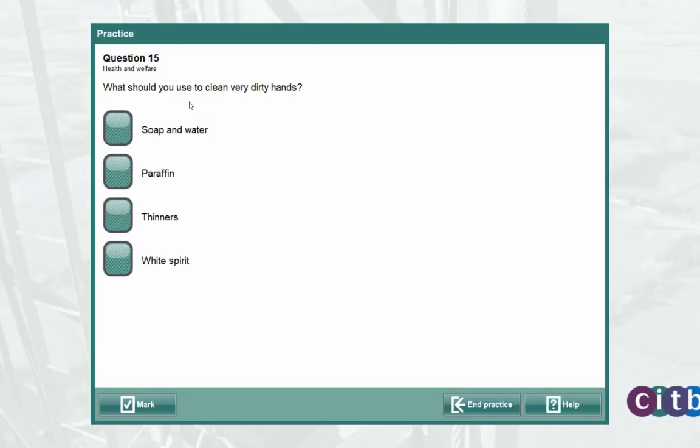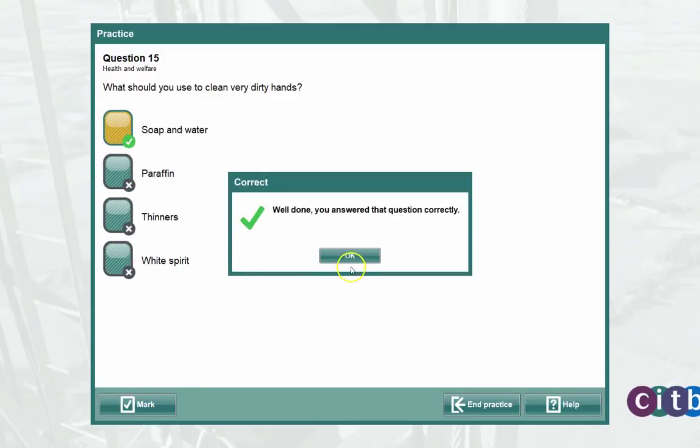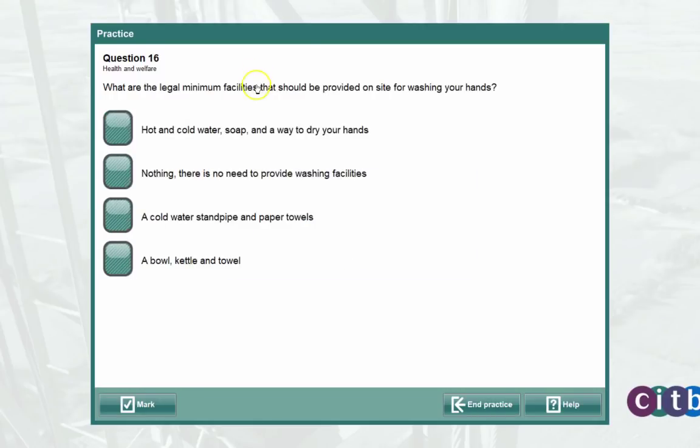What should you use to clean very dirty hands? Soap and water, paraffin, thinners, white spirit. What are the legal minimum facilities that should be provided on site for washing your hands? Hot and cold water, soap, and a way to dry your hands. Nothing. There is no need to provide washing facilities. A cold water standpipe and paper towels. A bowl, kettle, and towel.